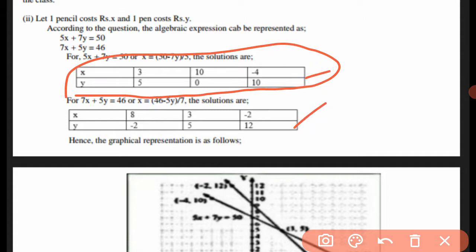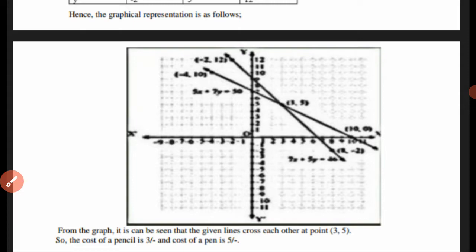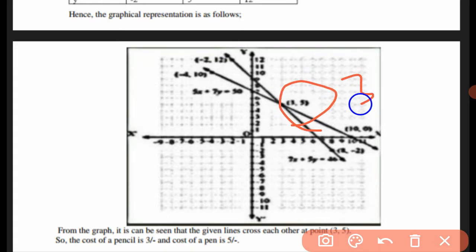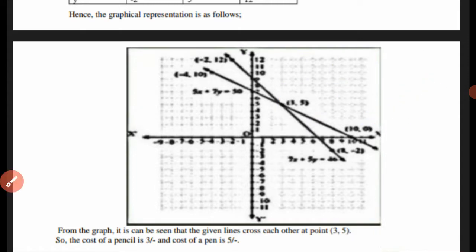So this is the table, and when we represent this table graphically, the two lines intersect at the point (3, 5). Therefore we can say the cost of one pencil is rupees 3 and the cost of one pen is rupees 5. So in this way we can do this question.